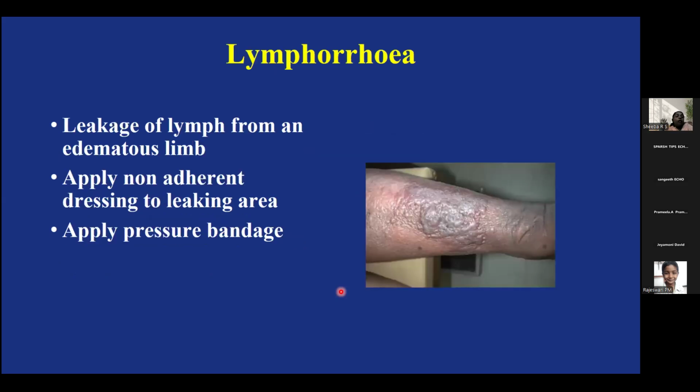The second complication is lymphorrhea, the leaking out of lymphatic fluid from the lymphedema site. For that, you can protect the lymphorrhea site with a Gamgee pad, a dressing pad, and apply crepe bandages. There is no contraindication. You can apply crepe bandages so that all the extra fluid will ooze out from that area.